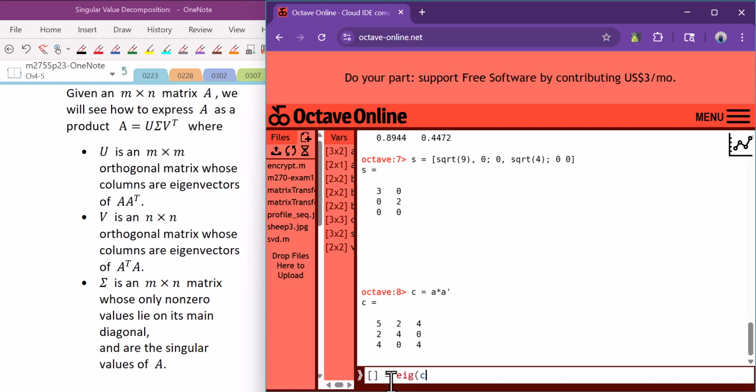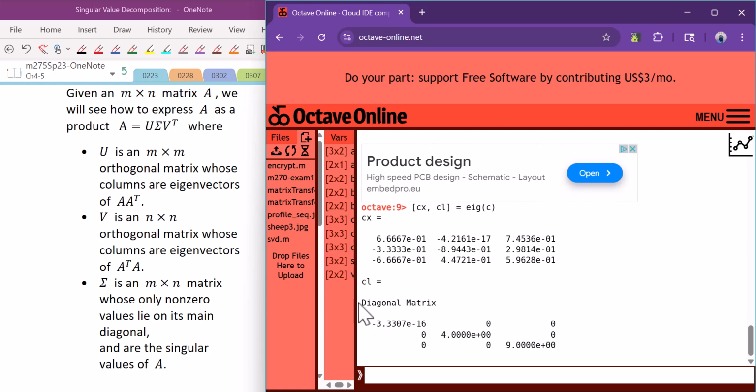So eig C, and then inside of the square brackets I will type in Cx, comma Cl. So Cx will be my matrix made up of the columns that are the eigenvectors, and then the Cl would be the eigenvalues in the diagonal. So if I press enter, you'll see something weird happen now. I'm expecting my diagonal matrix to have a 4 and a 9, and you see this is 4.0 times e to the 0, so that's just in scientific form, and that's equal to 4, and this is equal to 9.